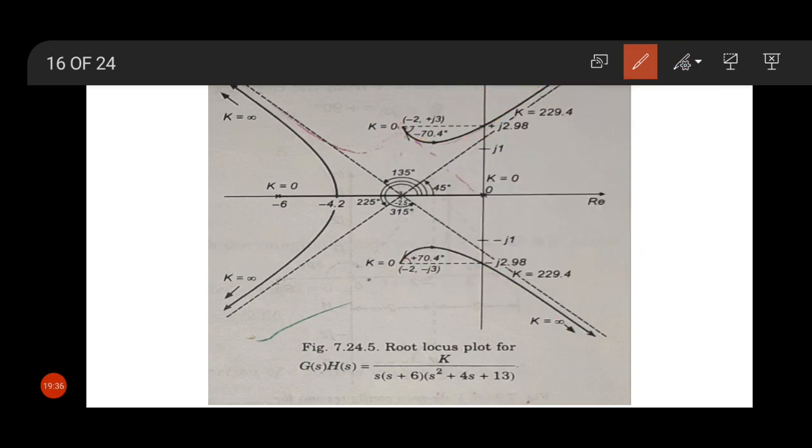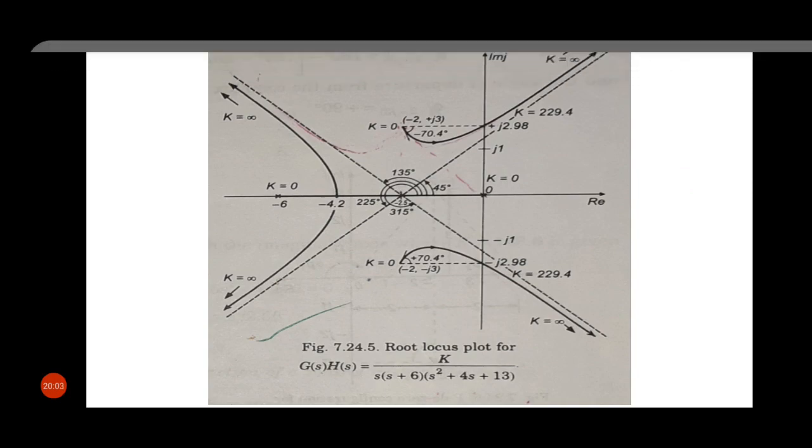Now see, this locus cuts the imaginary axis. This locus cuts the imaginary axis at this point. So how do we calculate the point? Okay, for this we use the Routh array. Okay, now see.